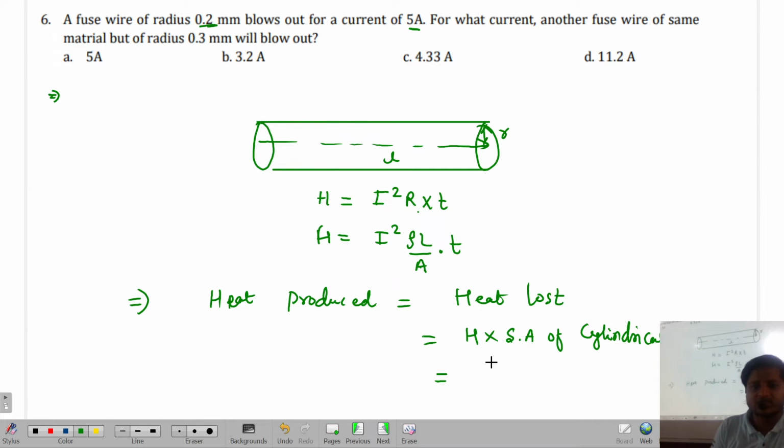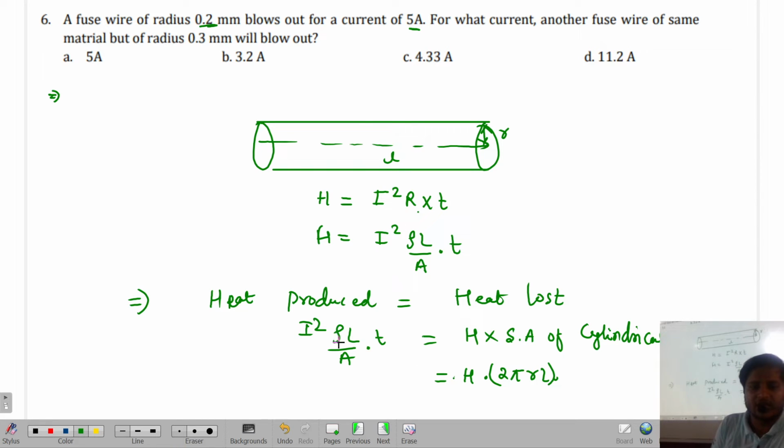So heat is how much? Okay, I will write heat. The surface area of the cylindrical wire is how much? 2 pi r into length L. Got it or not? Yes or no? This is the surface area of the cylindrical wire or not? Now the heat produced is what? I square rho L by A into time T. Yes or no?